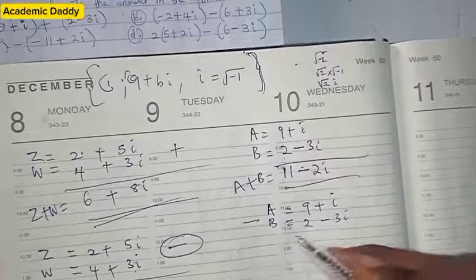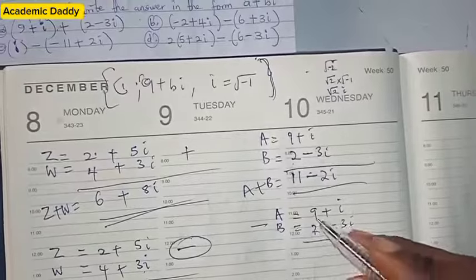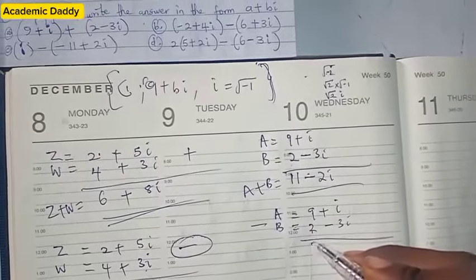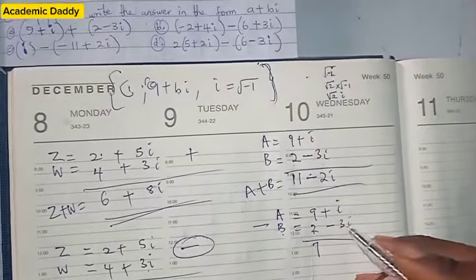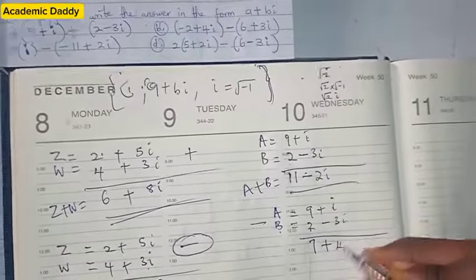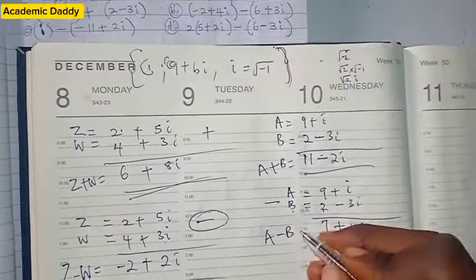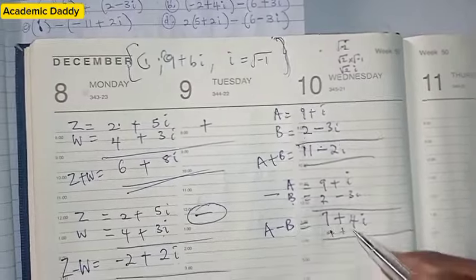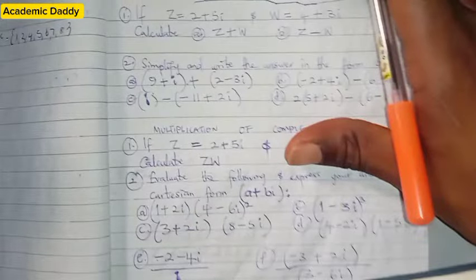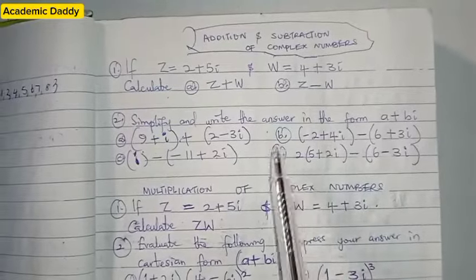So for the minus, it will simply be the real part minus the real part. So 9 minus 2 is going to be 7. Then i minus minus 3i is going to be plus 4i. So a minus b is equal to 7 plus 4i, and it's in the form a plus bi. So once you know this, I want you to solve the remaining ones for me.